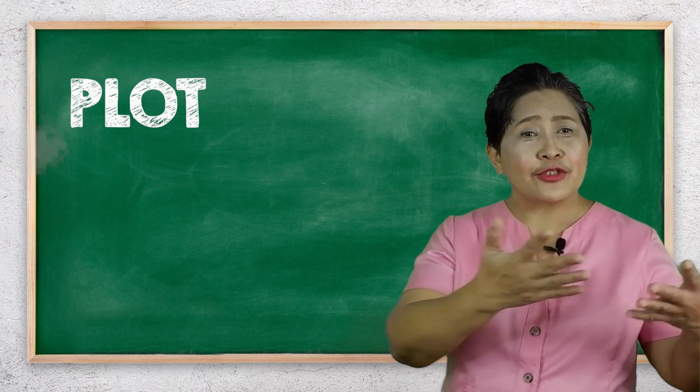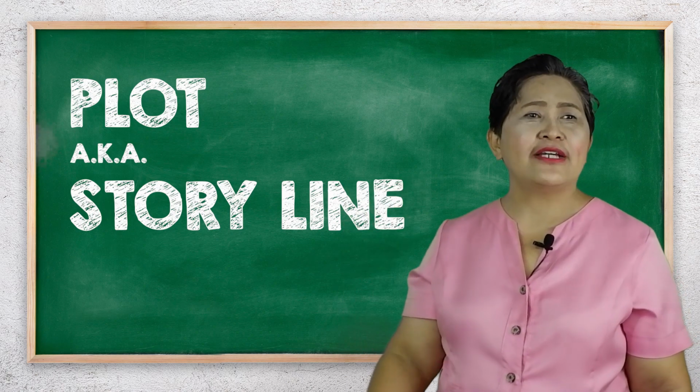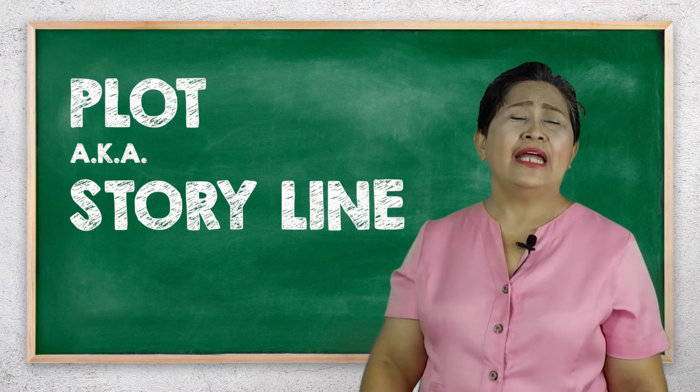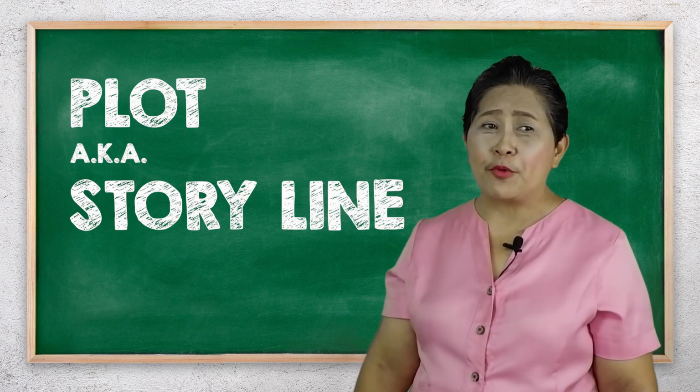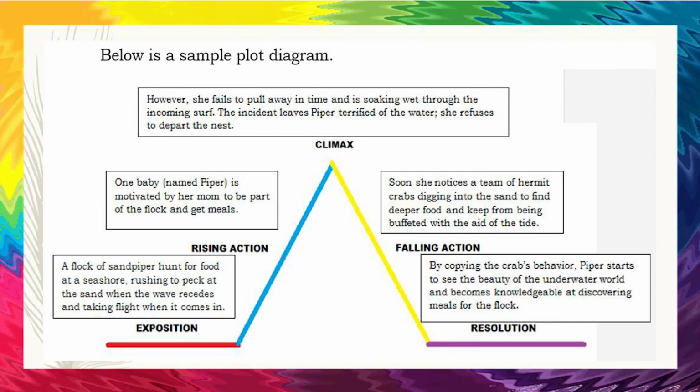Plot, also known as storyline, includes the most significant events of the story and how the characters and their problems change over time. The diagram above displays the plot of the short film Piper. As you can see, the story started with the exposition where the sandpiper was introduced as the main character. The setting was also revealed and the conflict was presented.